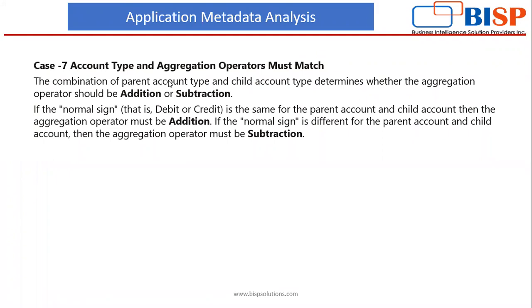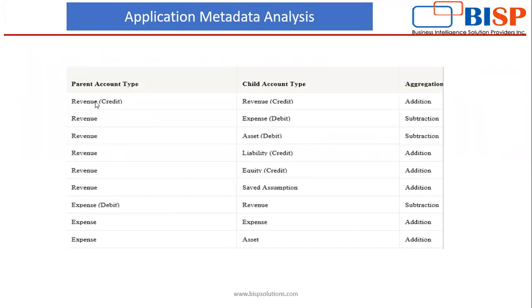Also, the combination of parent account type and child account type determines whether the aggregation operator should be addition or subtraction. If the normal sign, that is debit or credit, is the same for the parent account and the child account, like debit and debit, then the aggregation operator will be addition. If the parent is debit and the child is credit, the aggregation operator should be subtraction. You can see that this parent account type is Revenue. It is credit, and the child account type is also credit. So it will add up. This is the addition case. Revenue, credit; Expenses, debit; subtraction. Similarly, we can see for the other accounts as well.